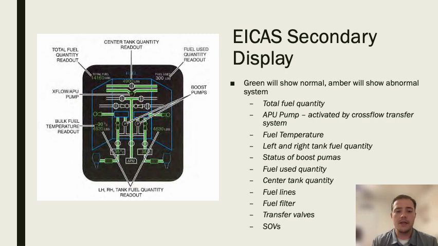We're going to see the center tank quantity, the status of the fuel lines, so we can see that the various fuel lines are in green, again representing normal system operation. We're going to see the fuel filter, the transfer valves, whether those are on or not, and then the shutoff valves as well.